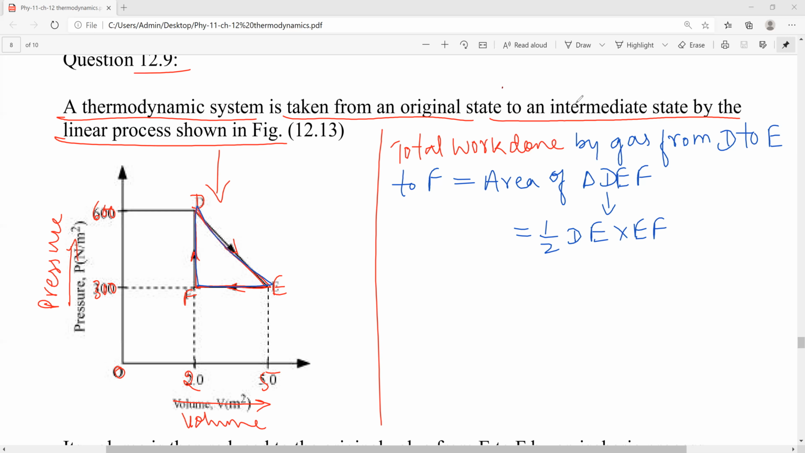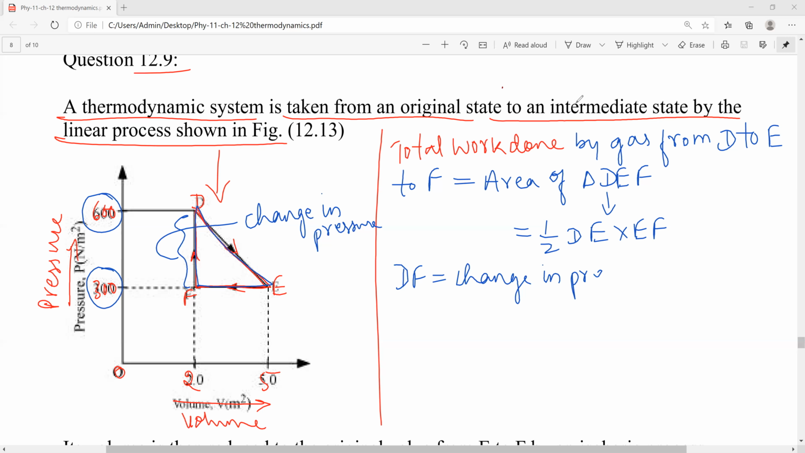Here DF is nothing but the change in pressure, which is shown in the diagram. Change in pressure is 600 minus 300. So DF is the change in pressure: the higher value is 600 Newton per meter square, the lower value is 300 Newton per meter square. The difference is 600 minus 300, which is 300 Newton per meter square.